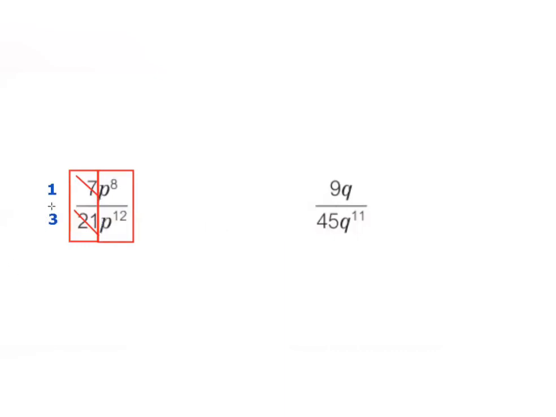So first we solved the problem of the coefficients, and we got 1 over 3. We write it here, 1 over 3. These are the coefficients. And then we have the variables. With the variables, we have p power of 8 divided by p power of 12. We follow the same steps because we have the same variable. We write p, and then we subtract the powers because we're dividing. So 8 minus 12.